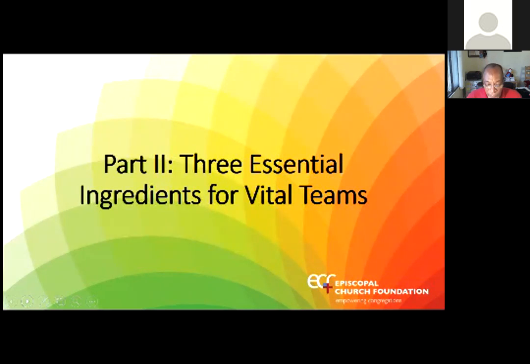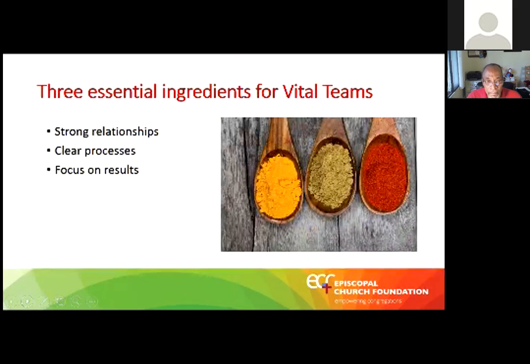I want to take the next few minutes and just give you an overview of the three essential ingredients and part of the curriculum that we would introduce in the day and a half in which we would spend with a vestry or a leadership team. Again, as I stated earlier, we believe that there are three key ingredients to lead strong teams. That's to work on and build on strong relationships, clear processes, and focus on results. Let's take each of those in turn.